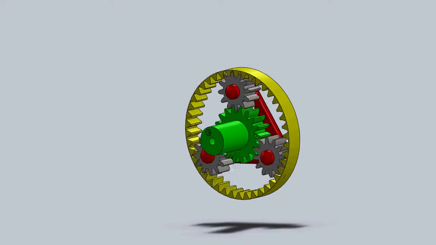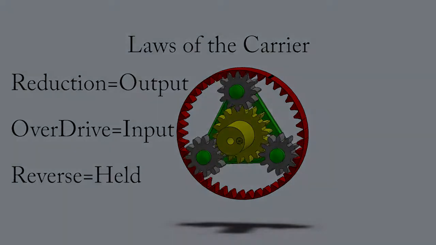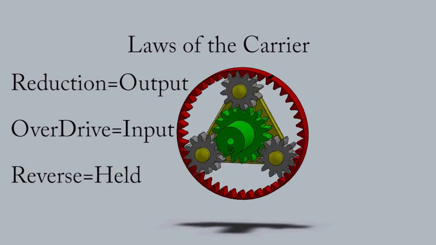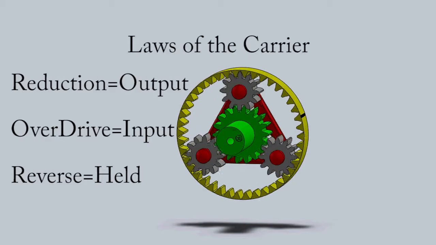Remember the laws of the Carrier. A reduction, the Carrier is the output. Overdrive, Carrier is the input. Reverse, the Carrier is held.